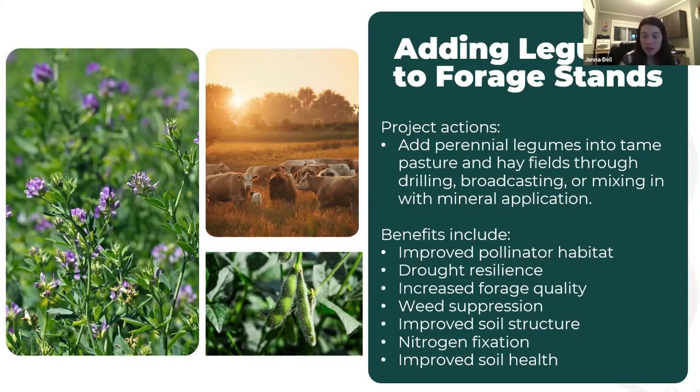And just some examples of legumes that people have seeded in: lots of different clovers. Alfalfa is really common. If you're looking for non-bloat varieties, you can look at bird's foot trefoil, cicer milkvetch, or sainfoin. And then the benefits for this one would be improved pollinator habitat, drought resilience, increased forage quality, weed suppression, improved soil structure, nitrogen fixation from those legumes, and improved soil health.